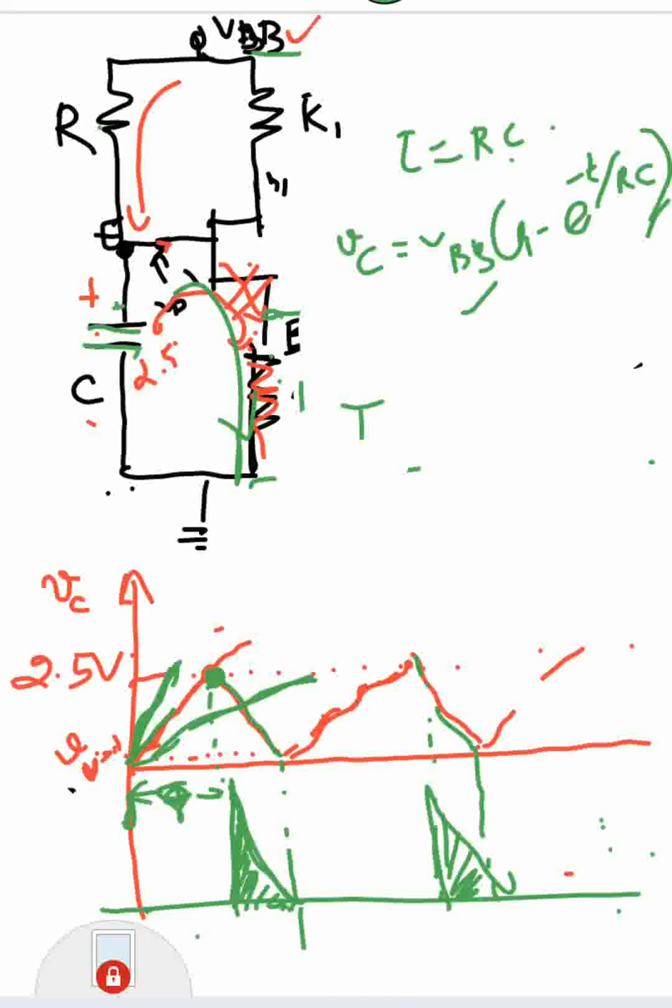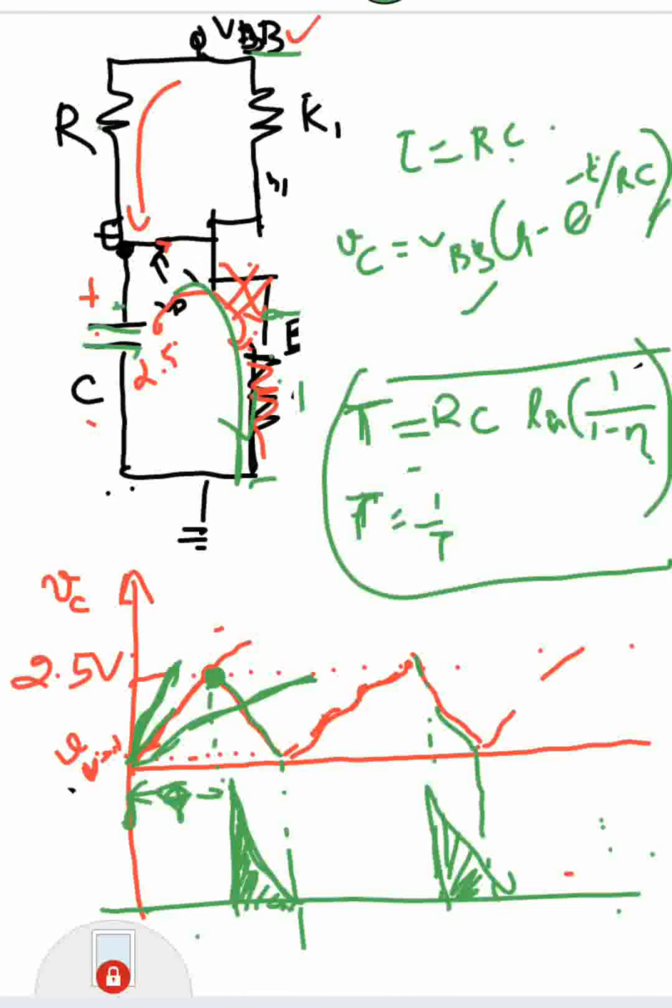Okay, time period of the pulse, T is equal to RC natural logarithm of 1 by 1 minus eta, RC ln 1 by 1 minus eta. So by using this expression, where T is the time period, when you get the time period, you can calculate the switching frequency. F is equal to 1 divided by T. So based on the switching frequency and the capacitor's value, you can decide the R value, or once you fix R, you can find the value of C, or anything you can do like that.